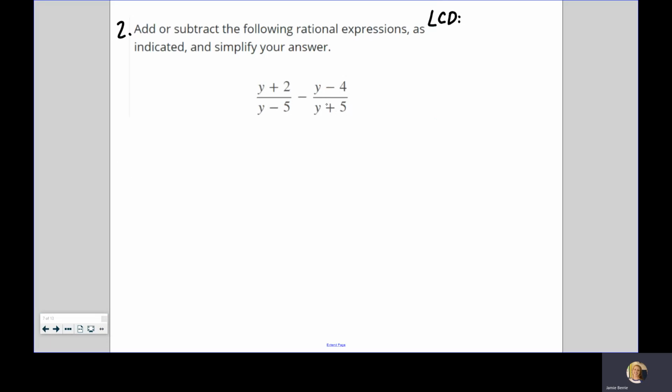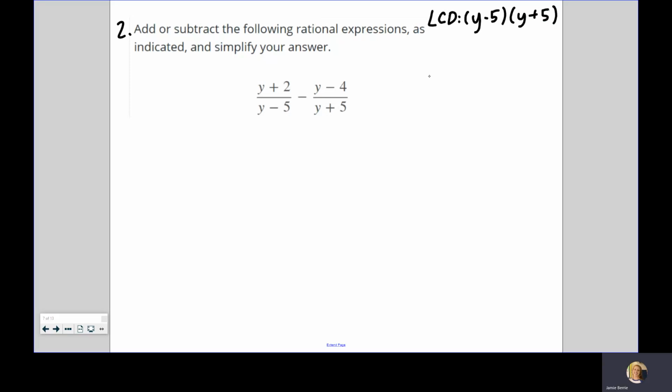When you have 2 denominators that can't be factored, it is super easy to find the LCD. Let me say that again. When you're working with all of your denominators and they can't be factored, that makes it really easy to find the LCD. All you have to do is take each denominator and write it individually. So it's just the product of your 2 denominators: y minus 5 times y plus 5. Super easy to find the LCD in that case.